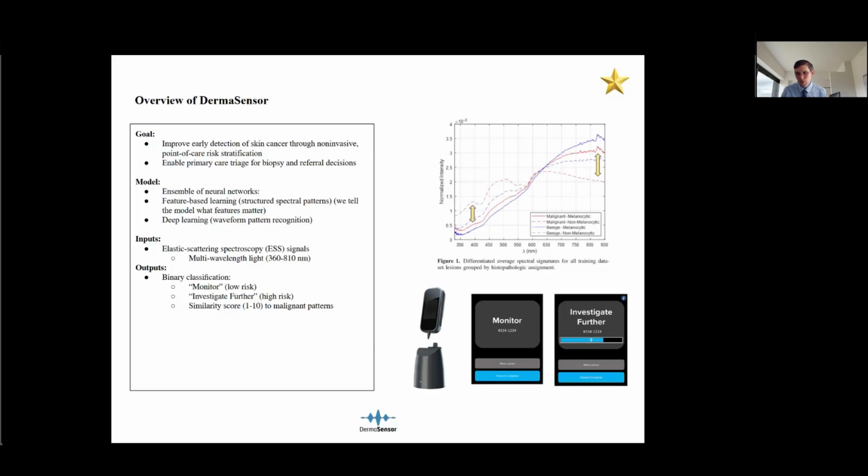So what does this really look like in practice? If you take an ESS signal and you put it on a graph, you can see here the example on the top right. You have a clear difference between the dotted red line, which is specifically a malignant melanocyte, and a benign melanocyte, which is really the solid blue line. You see a separation of the curves in the early as well as the late wavelengths. On the bottom right hand, you can see the specific device that DermaSense has actually developed, and then the two specific outputs that you may receive. The first one, which is monitor, that implies low risk, and the second is investigate further with that specific number on the bottom.